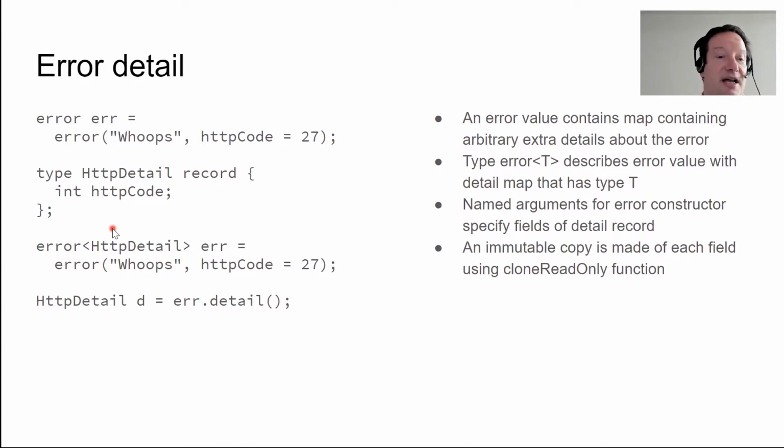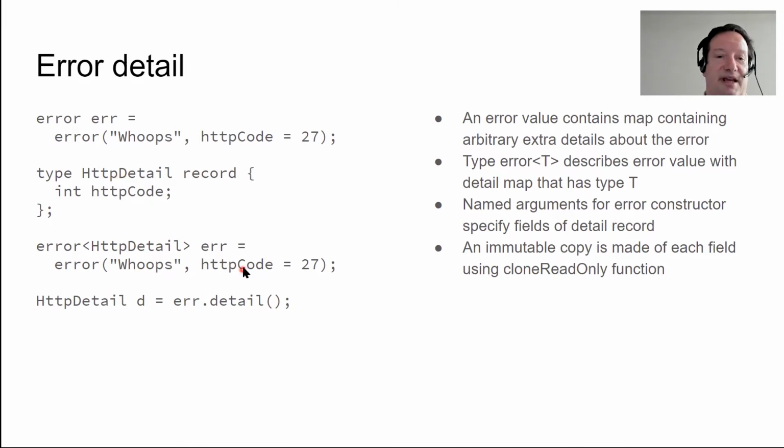But apart from that, it can be anything you like, and you can constrain. You can write an error type. So if you want to put arbitrary details in, you just use the named argument syntax. So here's a bit of extra data you want to put in, and you can also constrain. You can describe the error, and you can get some checking. You can describe the error detail as a type parameter of error. So this type error HTTP detail means it's an error whose detail record belongs to the HTTP detail type.